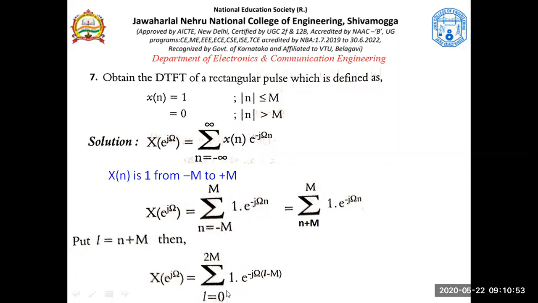Okay, so to have this as 0, this minus m is being shifted to the left, so it would become n plus m equal to 0. Fine. And when this becomes 0, this n would become l minus m. Now, a very important thing that you need to understand: how did this become 2m? See here, how did this become 2m? That needs to be understood. How to do that?